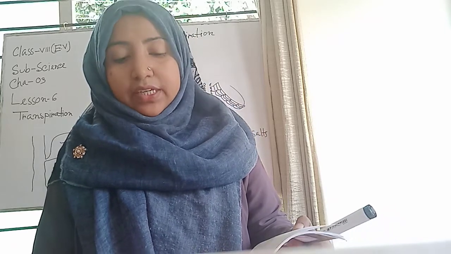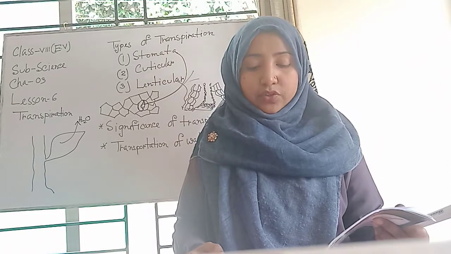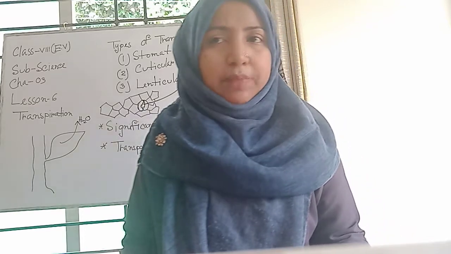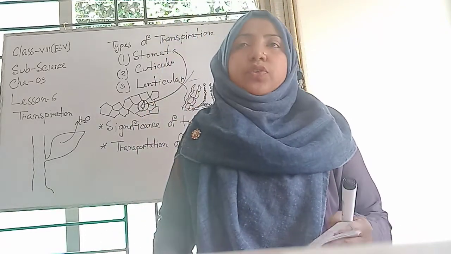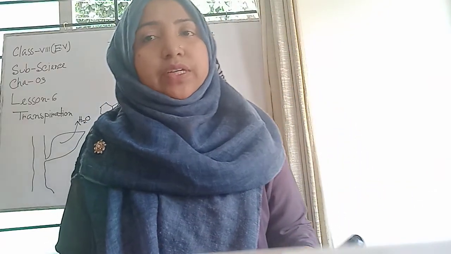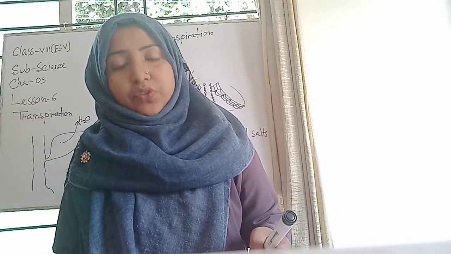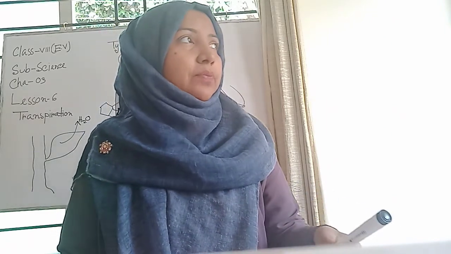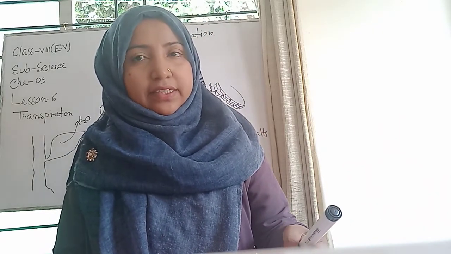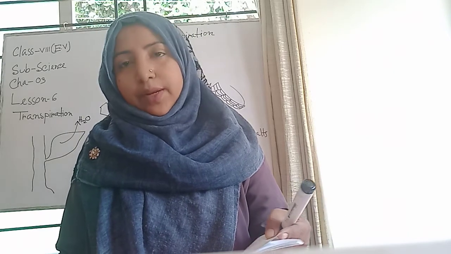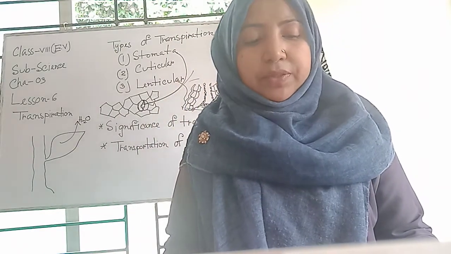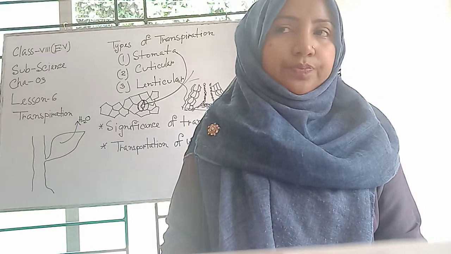And the next category is the absorption of water and mineral salts. Here's the absorption of water and mineral salts. It also needs the osmosis method. Now, today I also selected transpiration. Here's transpiration. There is also the difference between osmosis and diffusion. We also explain the three types of transpiration. The first is stomatal, the second is cuticular, and the third is lenticular. And the last category is the significance of transpiration and the transpiration of water and mineral salts.